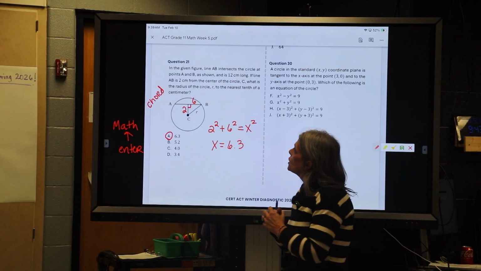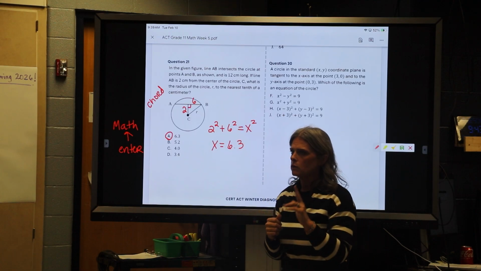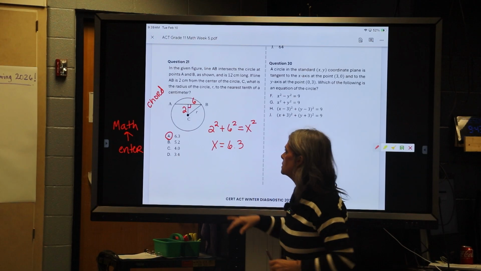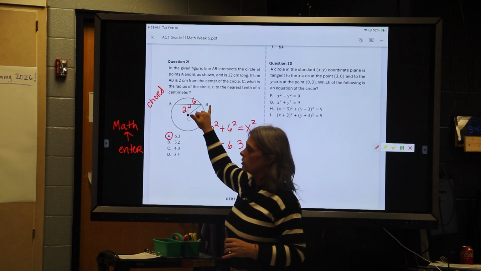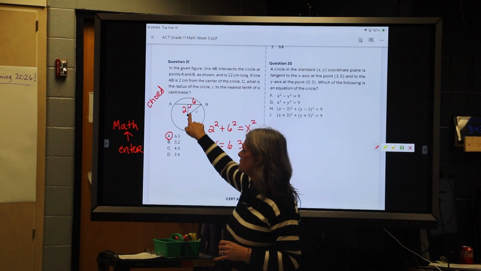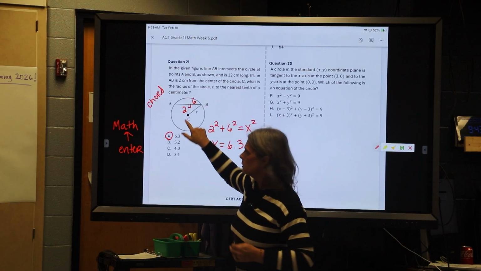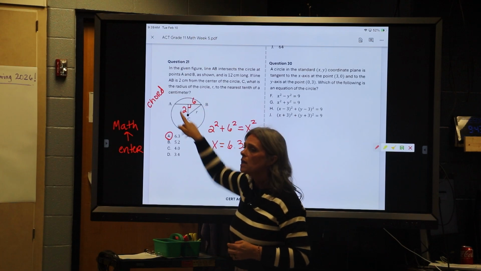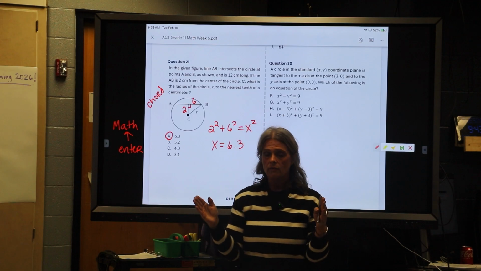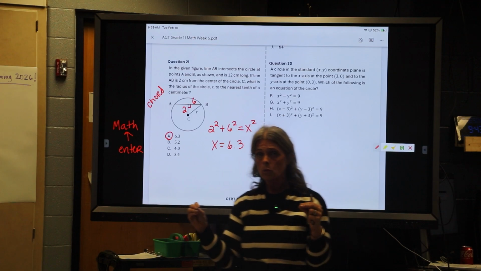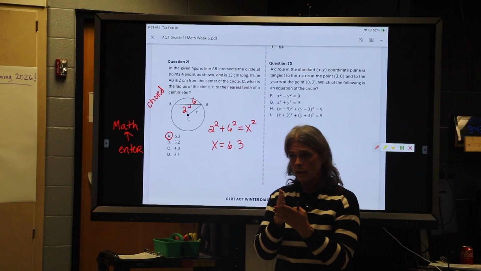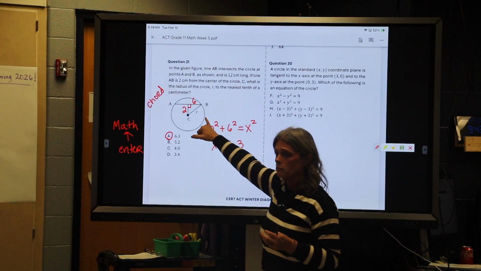Yeah? So I want to reiterate a couple things though, because you probably will see something like this. This is a chord. The line that drops down from the center to hit that cuts it directly in half. So they're going to give you the length of that chord, and then you need to cut it in half and only use half of it, okay?